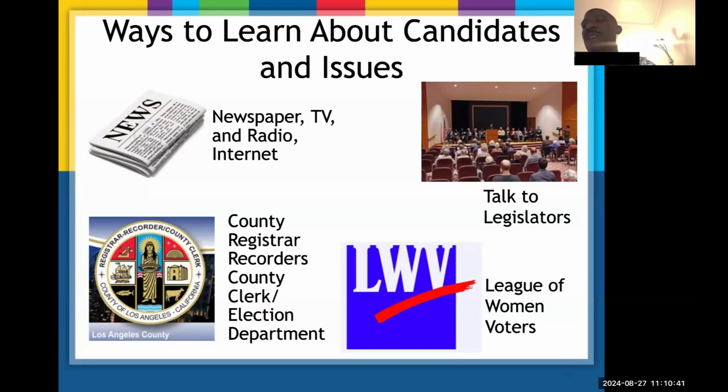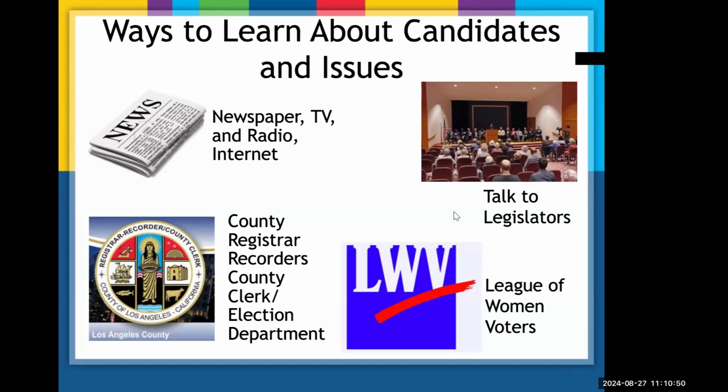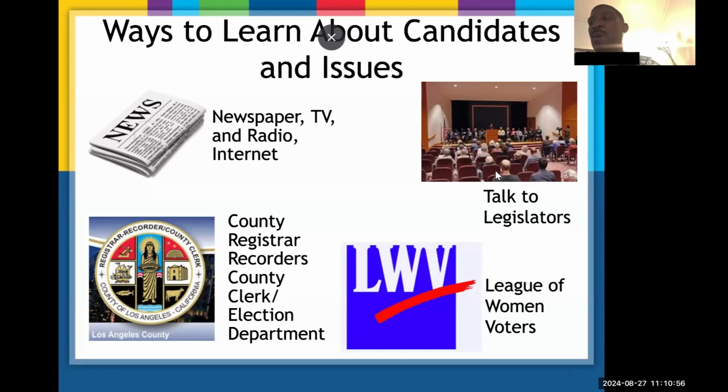So where do people vote? There's usually designated locations where you can go vote. Yes, it's the locations. You can vote by mail in the drop box too. Ways to learn about issues: TV, radio, newspaper, internet, county register records, county clerk, election department, League of Women Voters, talk to legislators.